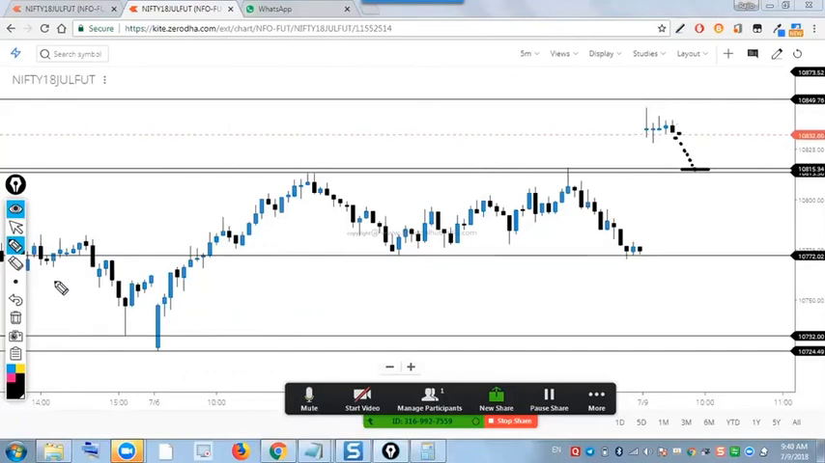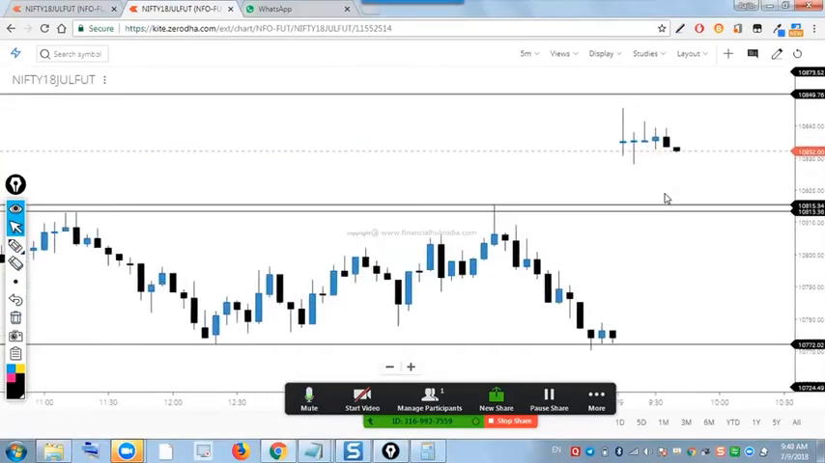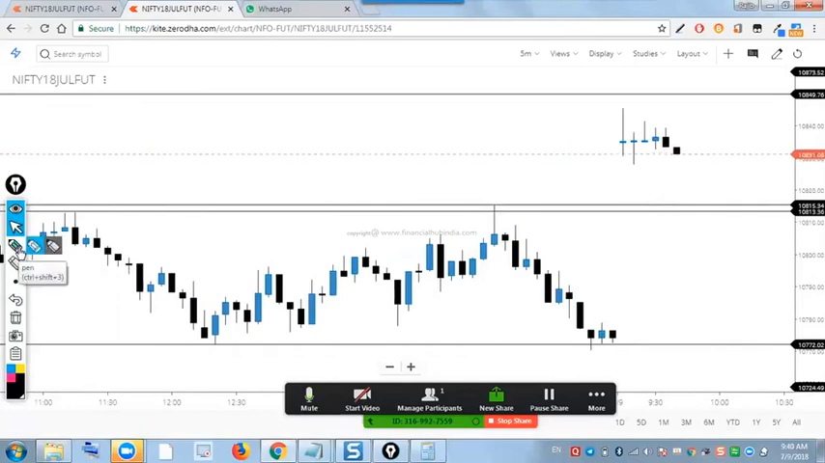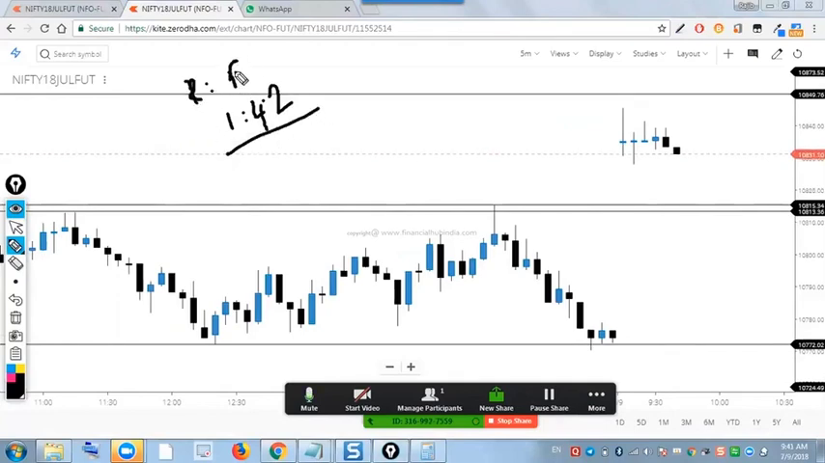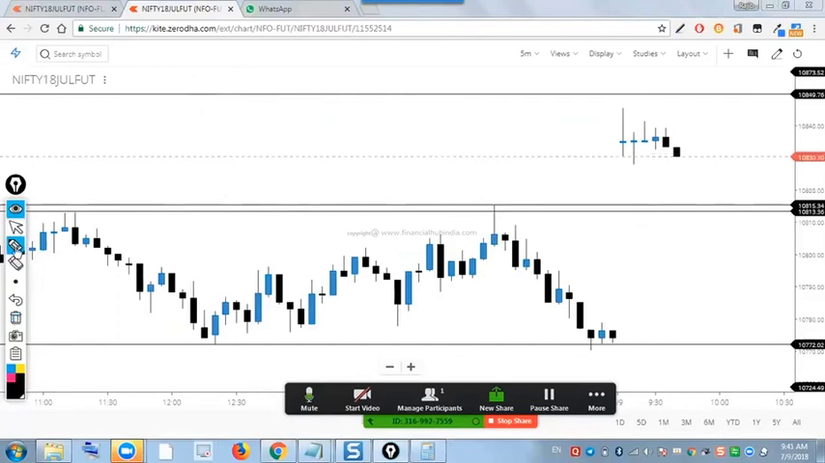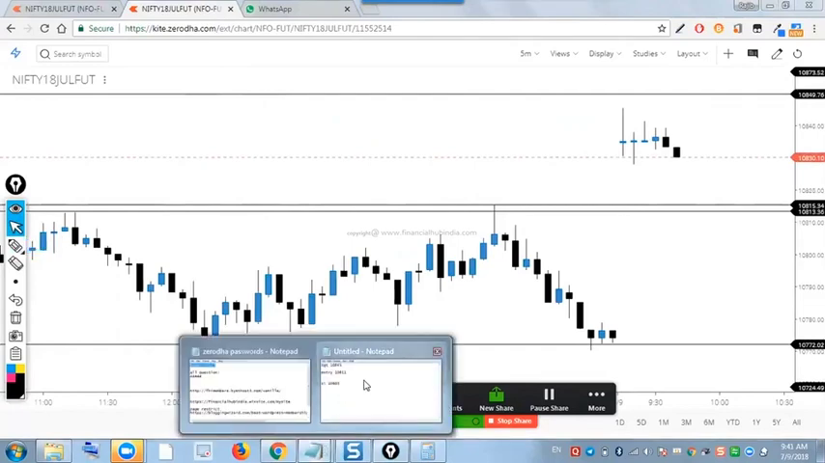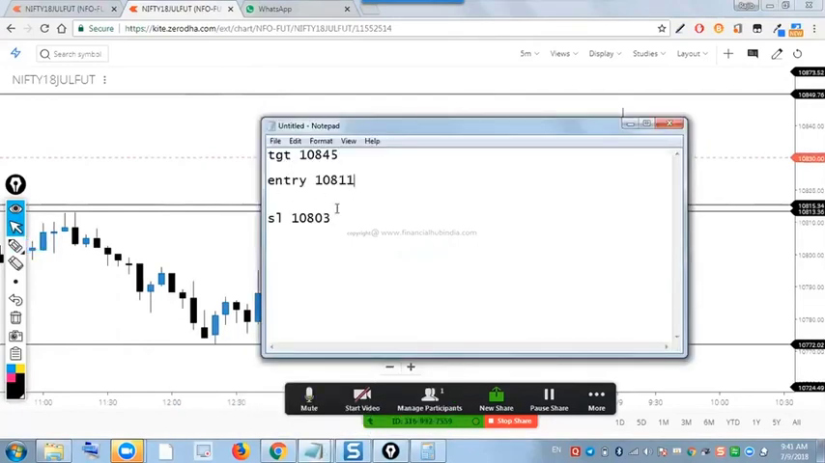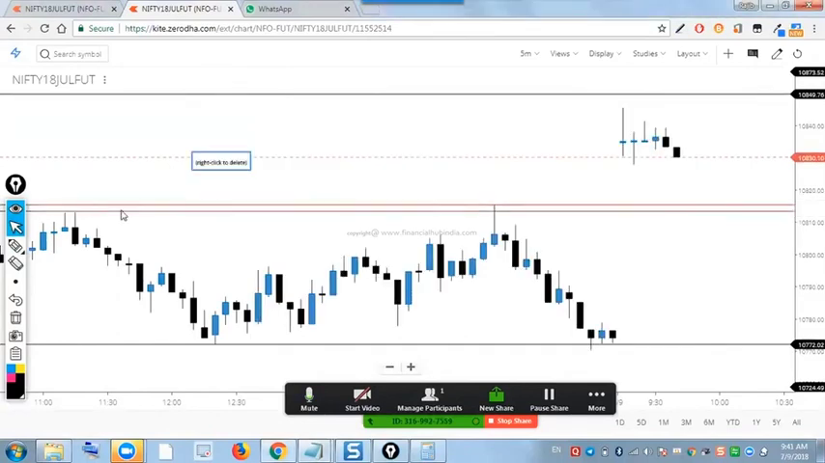Okay. Now, how we are placing the order: before placing the order, what you need to consider is a 1:4.2 ratio. 1:4.2 will be your RR ratio. This is something you'll have to consider. I'm planning to buy it on, this is my rate. You can see here, entry is 10,811 would be my entry. My stop loss is 10,803. My target will be 10,845. So talking about the target, this should be the target really, 10,850.